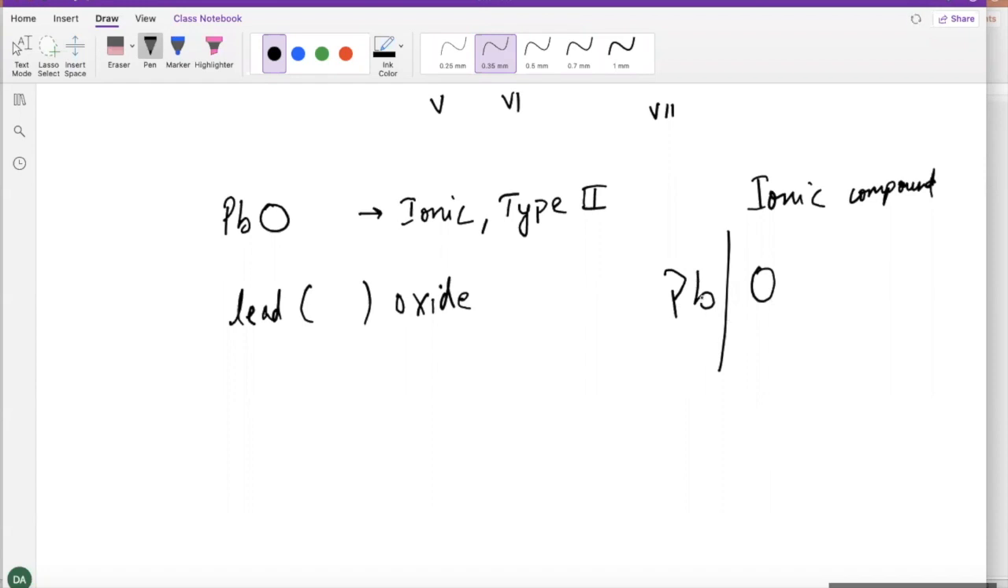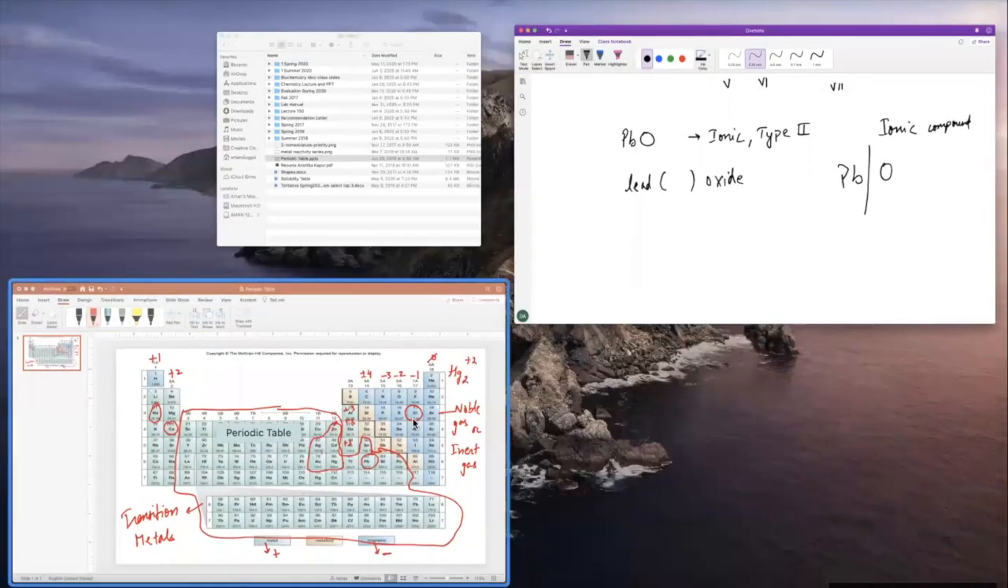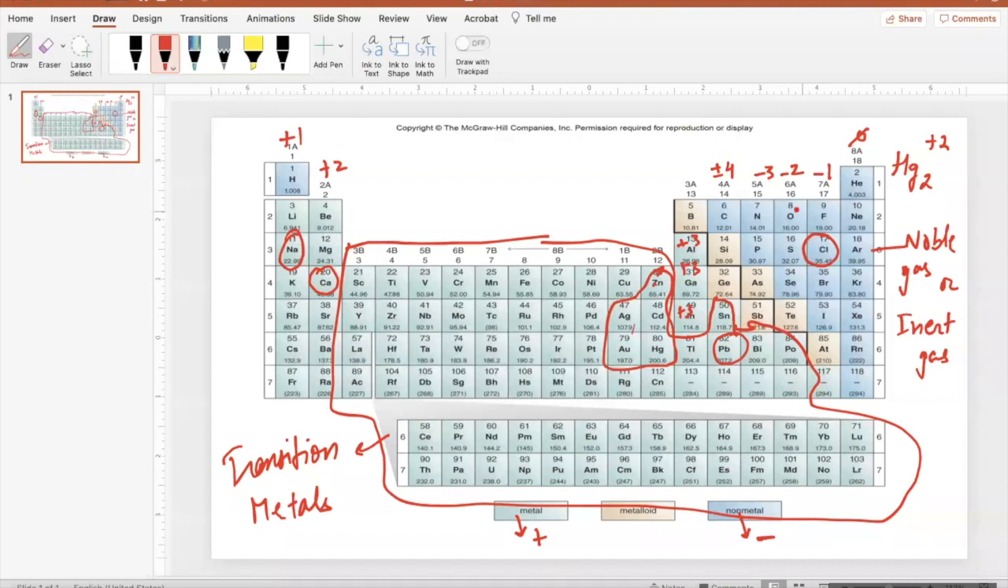For Pb, do we know the charge? No, we don't know the charge. So I'm not going to start from the left-hand side. I'm going to start from the right-hand side. So I'm going to look at the oxygen and ask, what is the charge of oxygen? Do I know the charge of oxygen? Let's look at the periodic table. This is oxygen. Do we know the charge of oxygen? Yes. We know it's -2.